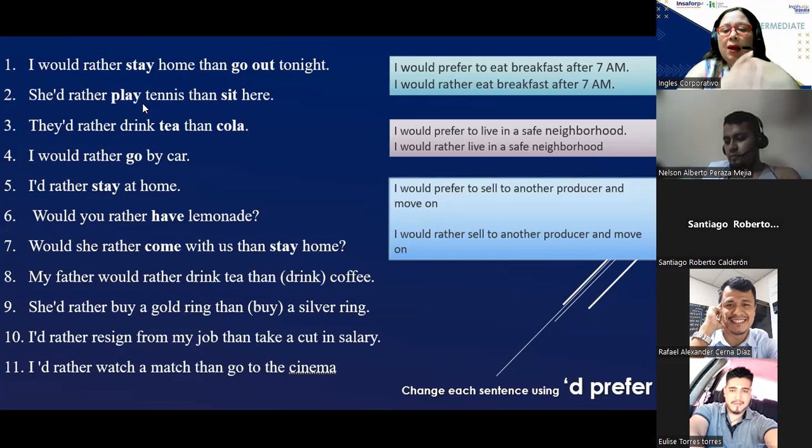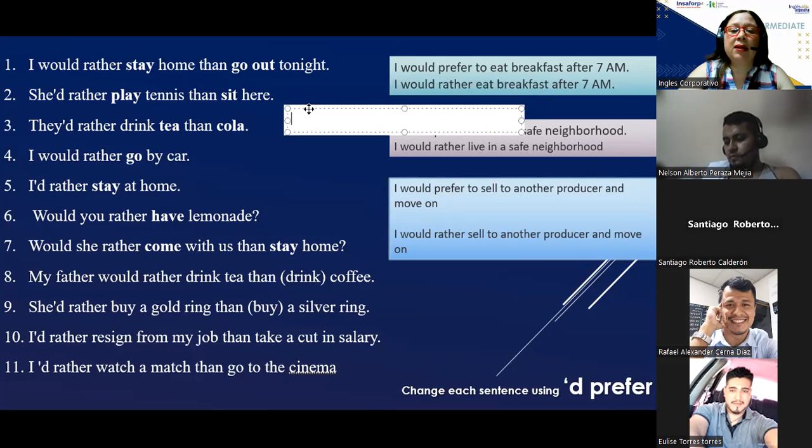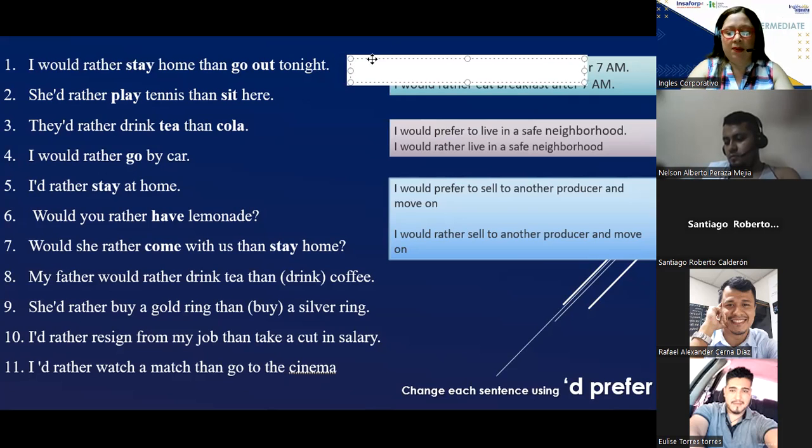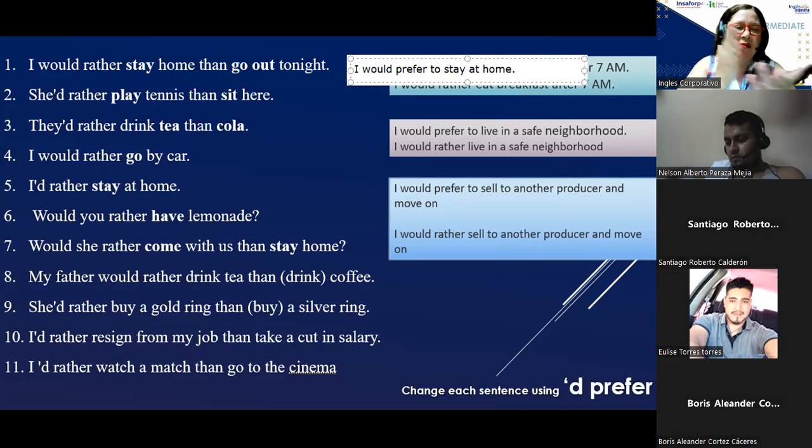Okay. I'm going to do it in this way for you to visualize it. For example, I would prefer to stay. And if you want to transform this one, for example, number 5, to stay at home, okay? To stay at home, like emphasizing that you are going to stay in that place, right? So yes, I would prefer to stay at home.